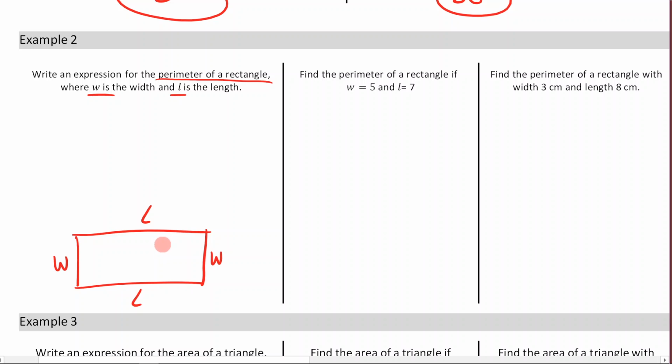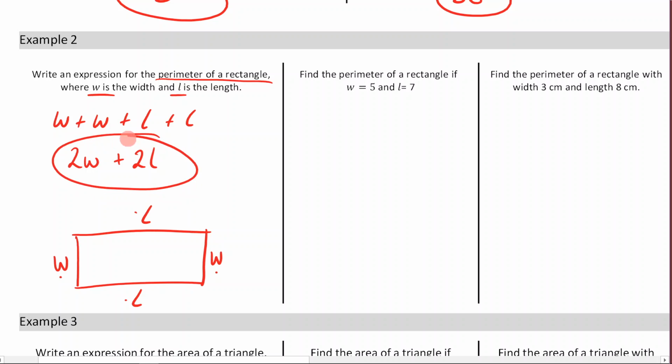Now, if the perimeter is the addition of all the sides, it's going to be W plus L plus L plus W. So my perimeter will be W plus L plus W plus L. If I have 2 lots of W, that means I have 2W, and if I have 2 lots of L, that means I have 2L. So this right here represents the expression of the perimeter.